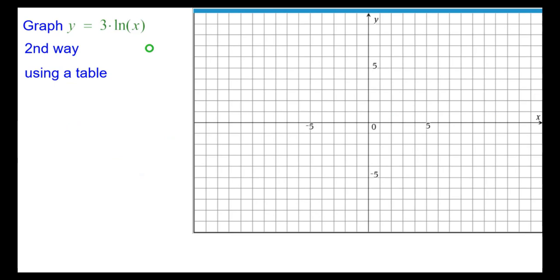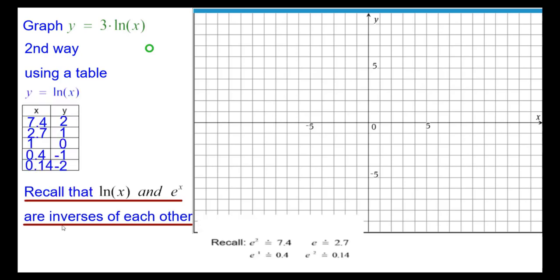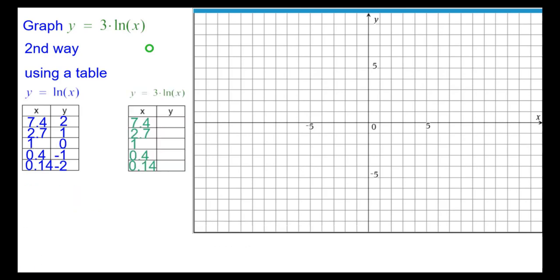The second way is using a table. And again, recall that natural log and e to the x are inverse functions. So notice this table looks just like the e to the x one, except the x and y's are interchanged. We're going to multiply each y value by 3 because of that coefficient. So 2 times 3 is 6. And so we'll go 7.4 comma 6.